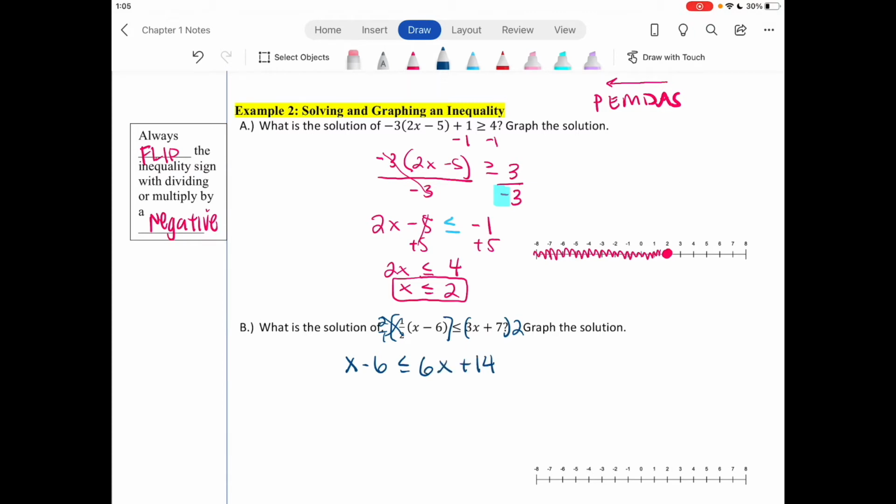side. Go ahead and pause the video from here, solve for x, and graph your solution. Come back and check to see how you did.